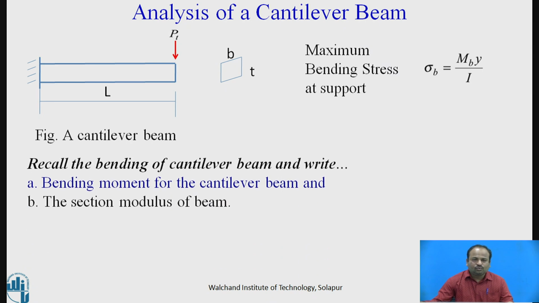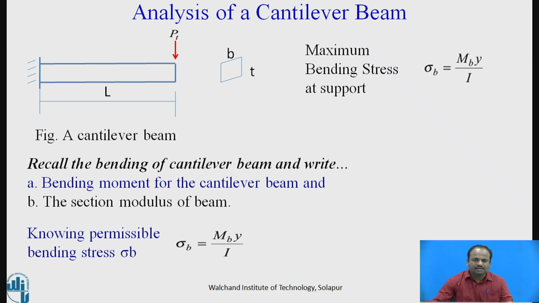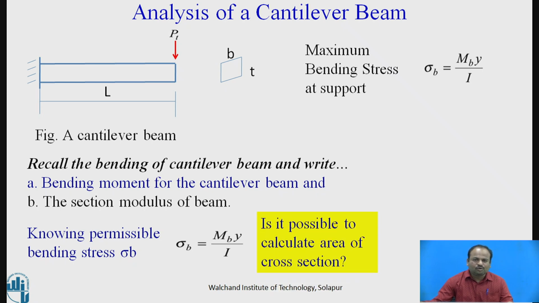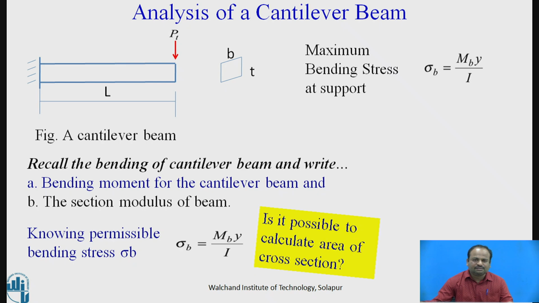Now before going to derive the beam strength equation, we have to recall the bending of a cantilever beam. The bending moment for the cantilever beam and the section modulus of the beam we must know. Knowing the permissible bending stress, sigma b is equal to My upon I, and it is possible to calculate the area of cross section.